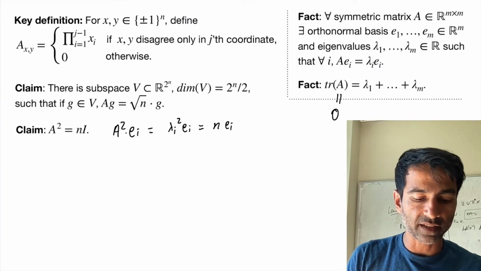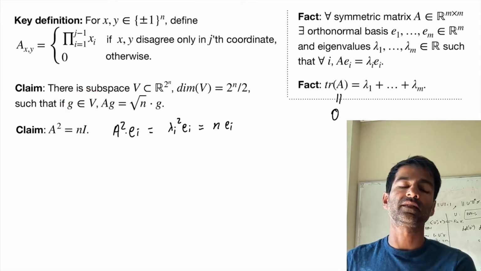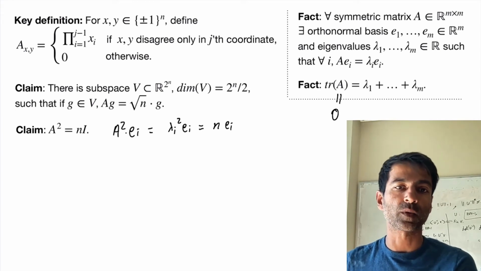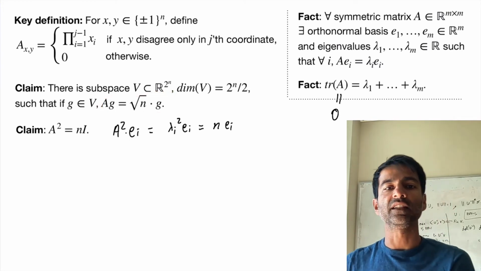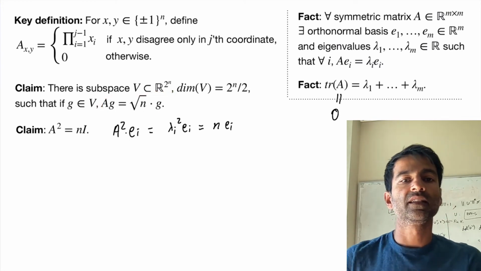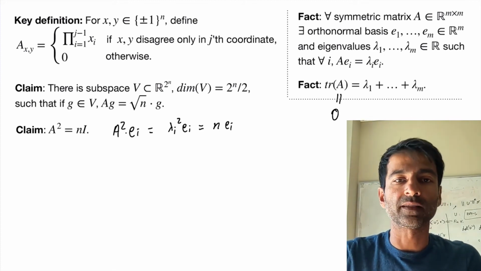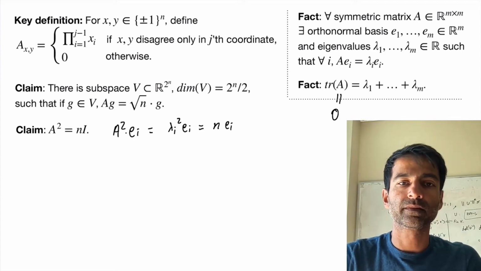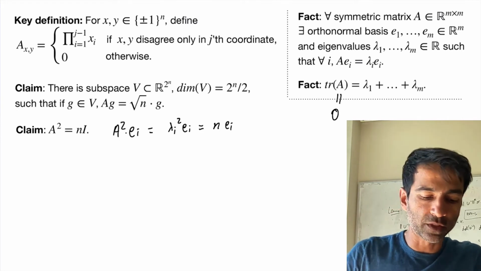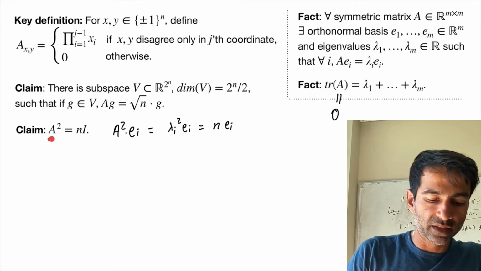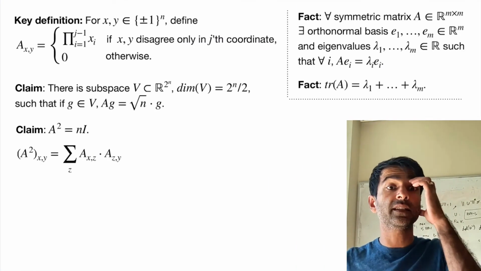So if you now take V to be the subspace which is the span of the eigenvectors whose eigenvalues are square root n, then you obtain that for every g inside the subspace, g is an eigenvector with eigenvalue square root n. Okay. So it only remains to show this identity, that A squared is equal to n times I. And let's do that.